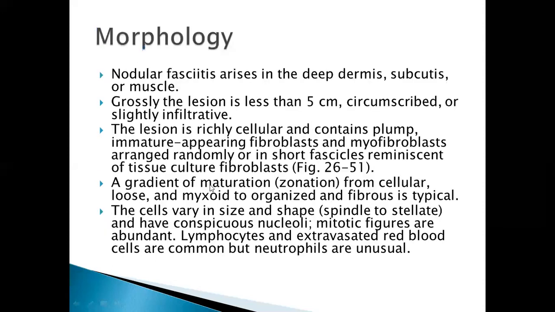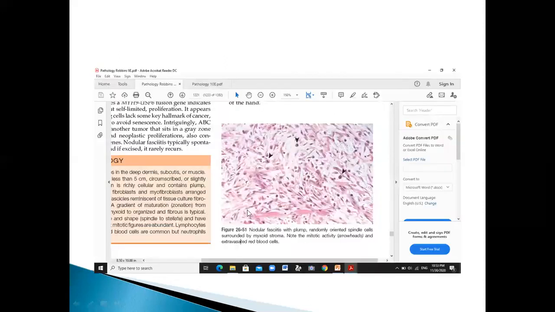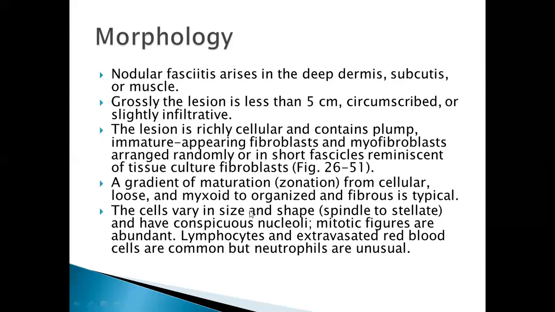Morphology: nodular fasciitis arises in deep dermis, subcutis, or muscle. Grossly, the lesion is less than 5 centimeter, circumscribed or slightly infiltrative. The lesion is richly cellular and contains plump, immature appearing fibroblasts and myofibroblasts, arranged randomly or in short fascicles reminiscent of tissue culture fibroblasts. We will see in the figure.